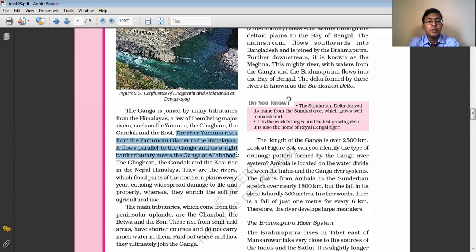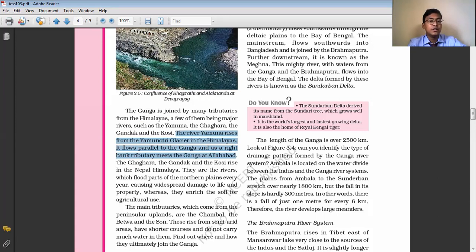So the river Yamuna is another important river of our country, which has its origin in the Himalayas from the Yamunotri glaciers. It flows parallel to the river Ganga, and it joins the river Ganga as a right bank tributary. That means it joins the river Ganga from the right hand side, at Allahabad. So Allahabad is the name of the place where the river Yamuna and the Ganga both join together.